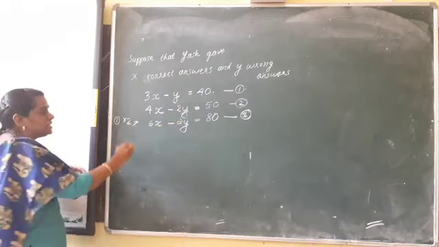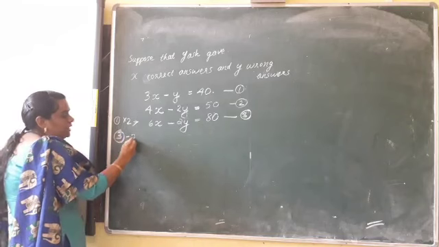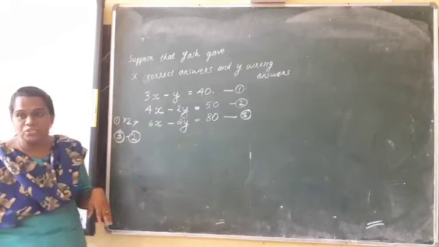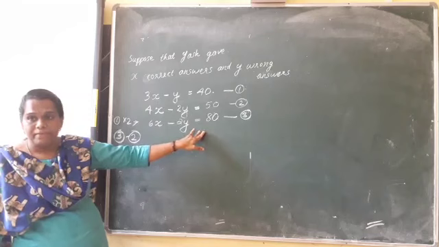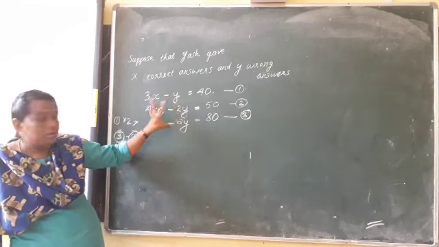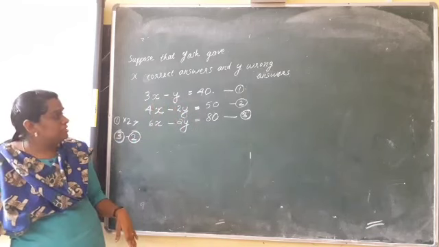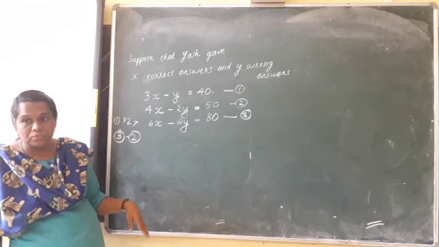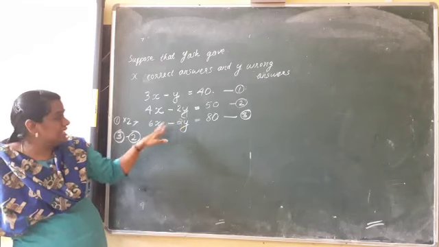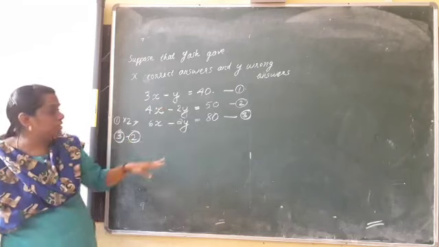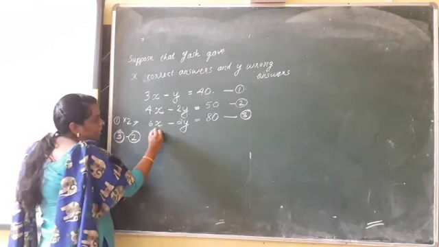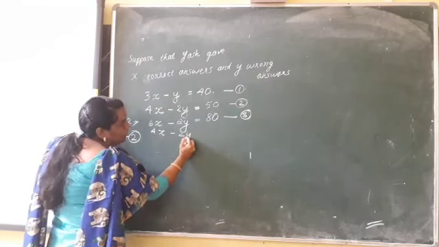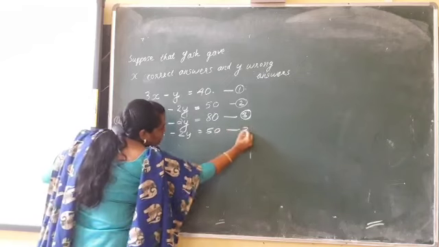Now we can subtract, equation number 3 minus 2, or 2 minus 3. These two we can do. That will get eliminated. Which one? 2 minus 3 or 3 minus 2? 3 minus 2, because here 6x minus 4x. So I write the second equation after that: 4x minus 2y is equal to 50. That is equation number 2.